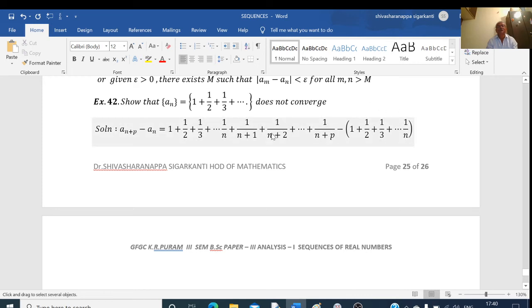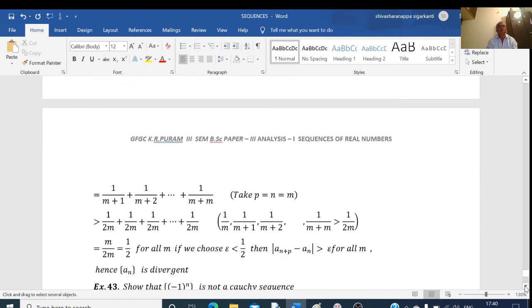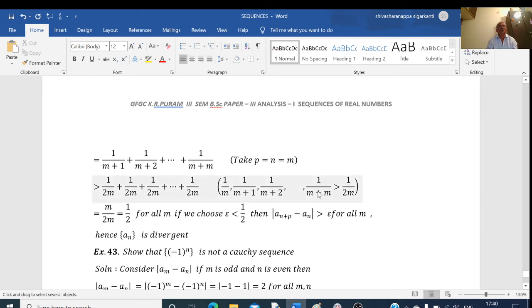This minus this, I am considering that up to this term gets cancelled. Then remaining is 1 by n plus 1, 1 by n plus 2, plus up to 1 by n plus p. So this is equal to 1 by n plus 1 plus 1 by n plus 2 plus up to 1 by n plus p. I will take p equal to n equal to m. Then this becomes 1 by m plus 1, m plus 2, up to, I am taking n and p as m here, m plus m.